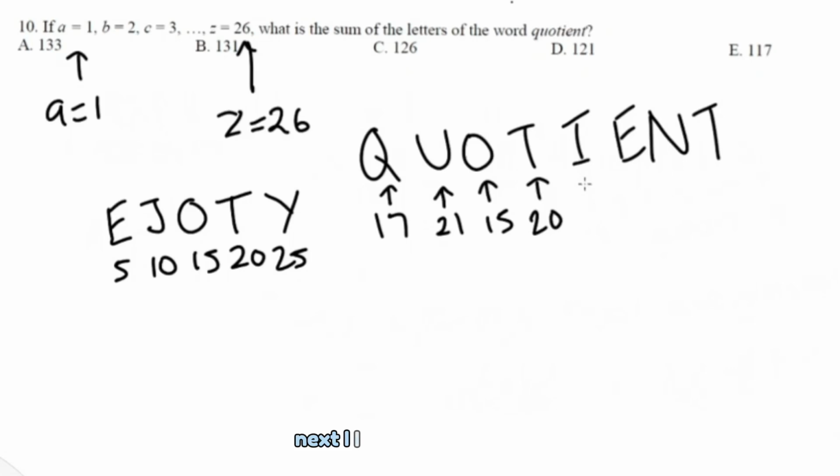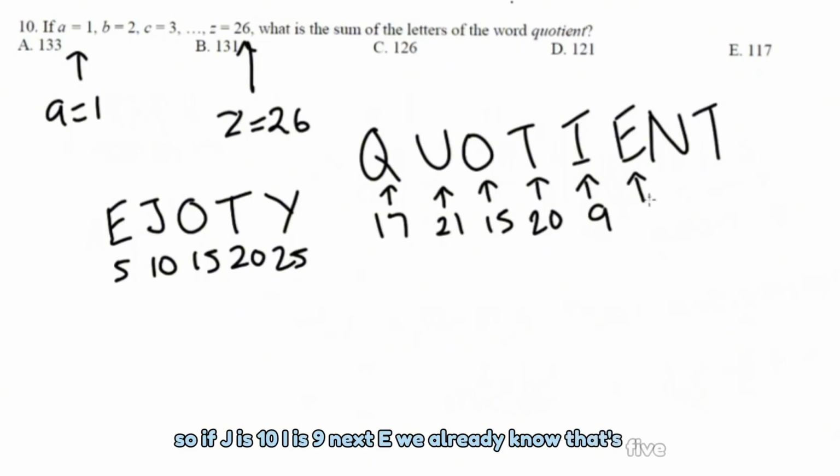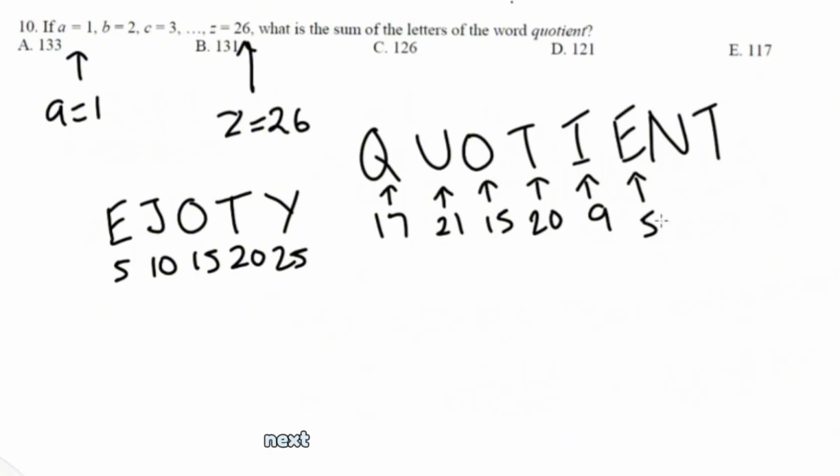Next, I. I is the letter before J. So if J is 10, I is 9. Next, E. We already know that's 5. Next, N. N is just the letter before O. So if O is 15, N is 14. And finally, T again. We know that's 20.